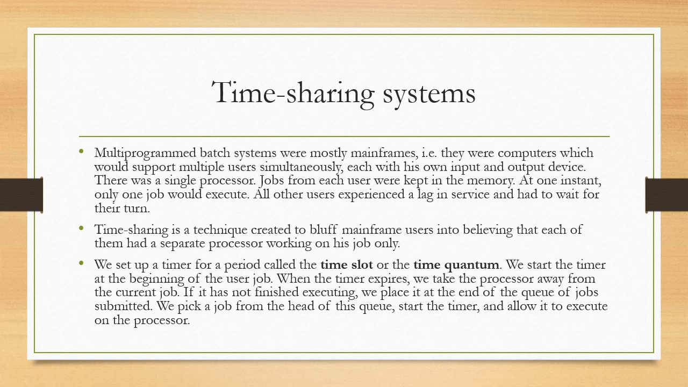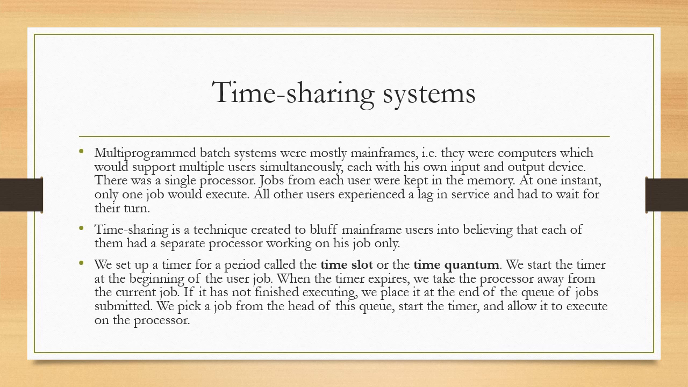We start the timer at the beginning of the user job. When the timer expires, we take the processor away from the current job, whether or not it has finished. If it has not finished executing, we place it at the end of the queue of jobs that has been submitted. We pick a job from the head of this queue, start the timer again, and allow it to execute on the processor.